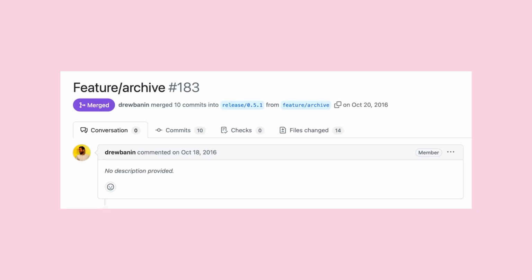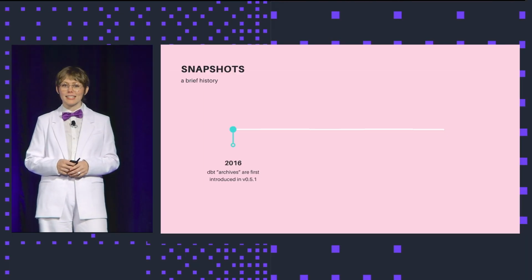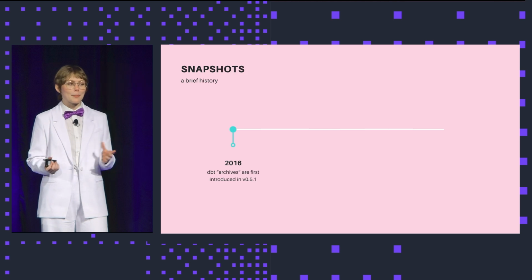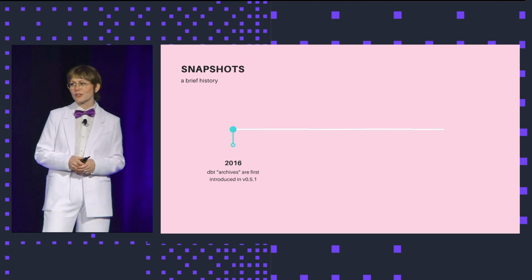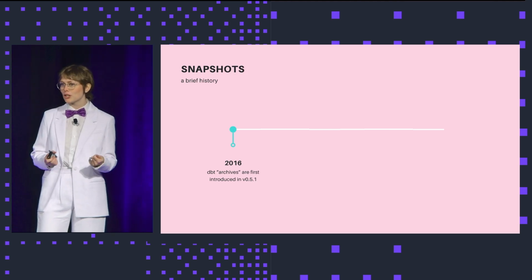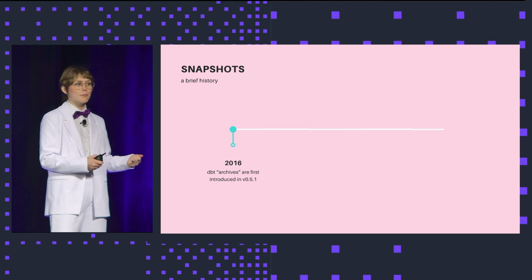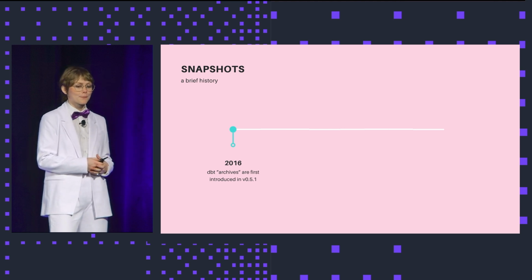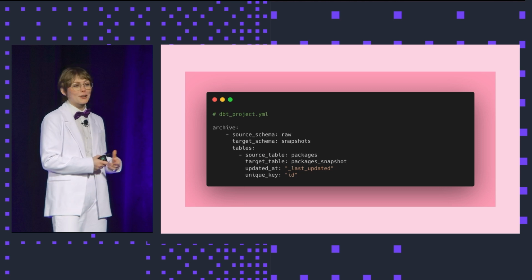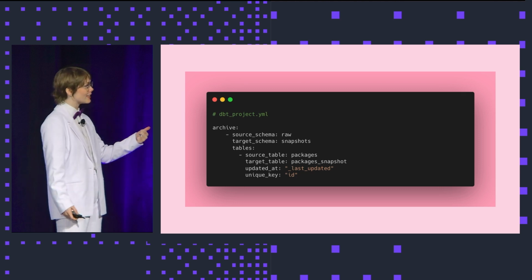Snapshots are older than you might think. They were first released as dbt archive back in 0.5.1 in 2016, just 2 days shy of dbt's 6-month anniversary. Snapshots provide a solution for capturing changes to your data as type 2 slowly changing dimensions, so you can look back in time at historical states of your table. Originally, they were declared in your dbt project YAML file like this.